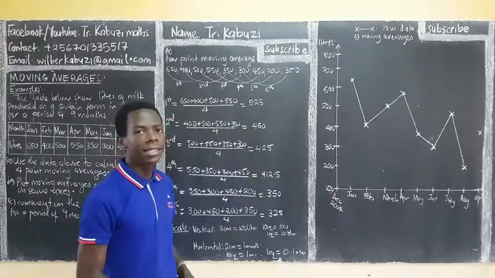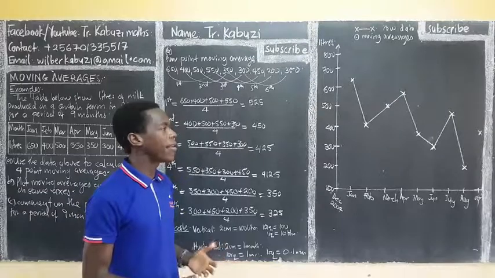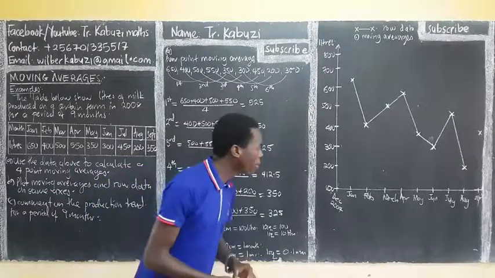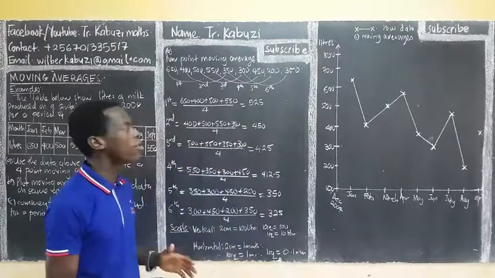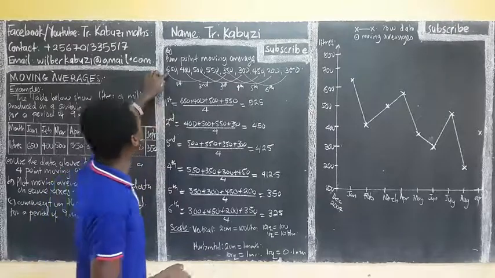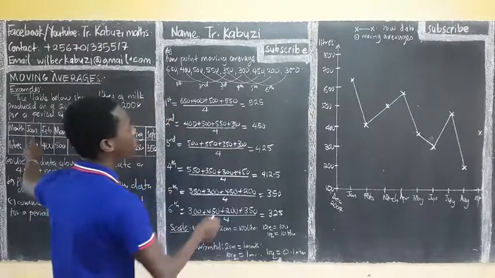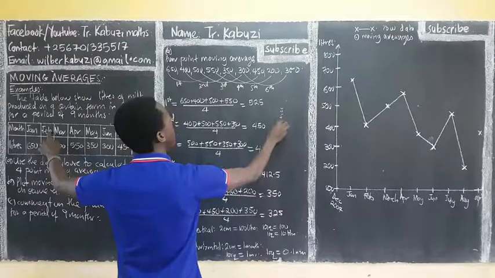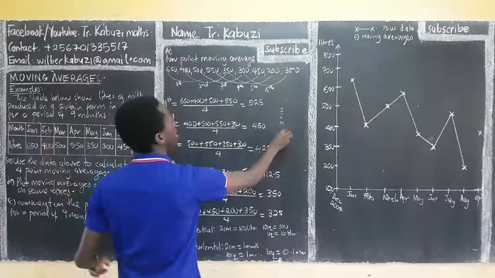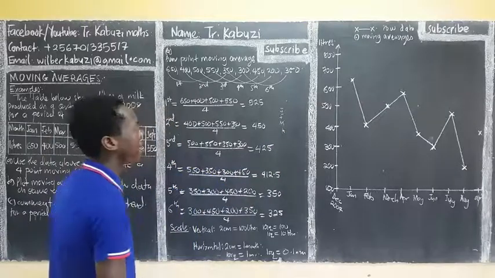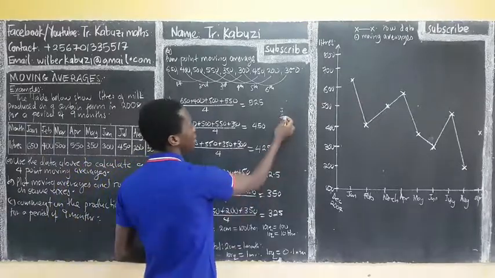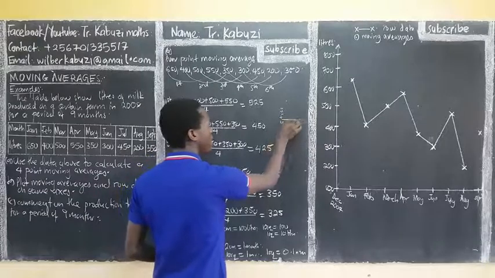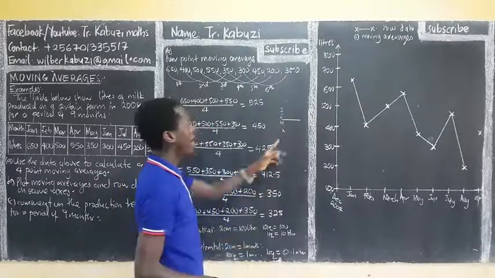Now, the question is, how do we plot a 4-point moving average? We take the middle part. Now you see here, I have the month of January. I have January, Feb, March, April. These are the 4. Where is the middle part? These are 2, these are 2. The middle part is going to be between February and March.